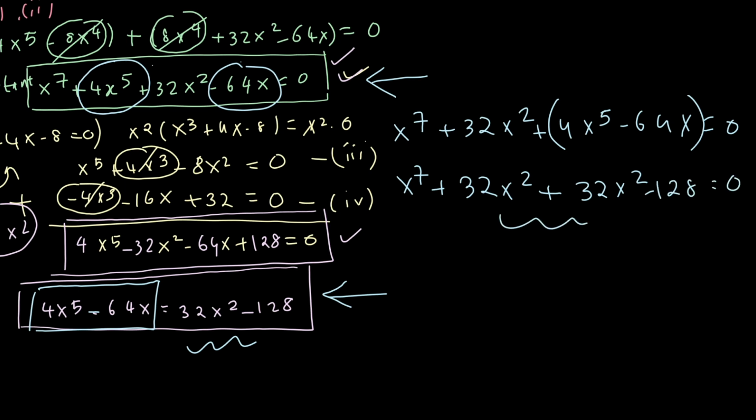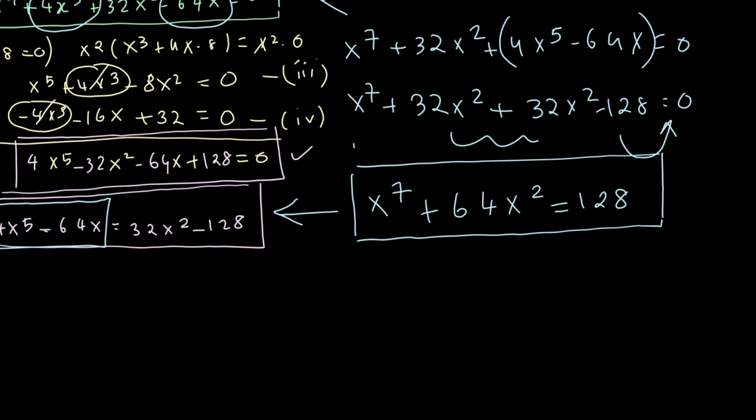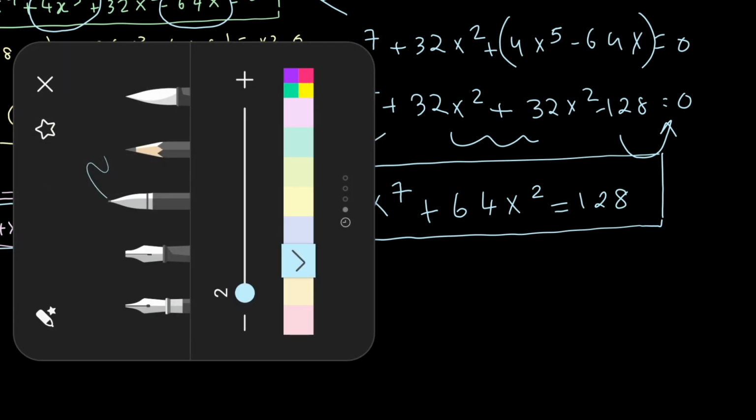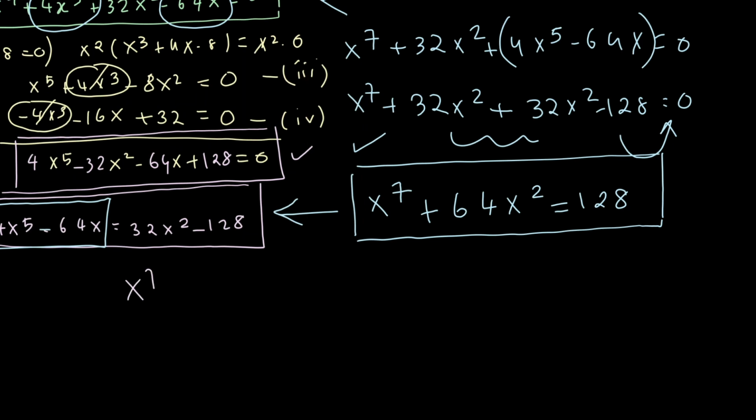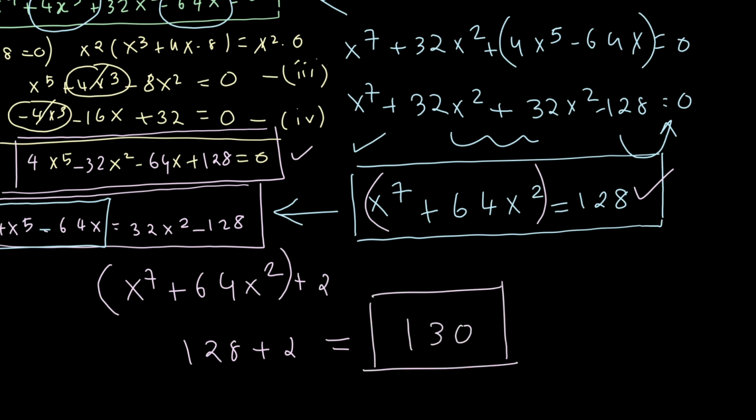Now by adding these like terms and moving this term to the other side, the final equation will look like x to the power 7 plus 64 times x square equals 128. So here we have got the value of x to the power 7 plus 64 times x square equals 128. So now we have got this particular equation, and if you recall the expression whose value we need to find, it was x to the power 7 plus 64 times x square plus 2. Now the value of x to the power 7 plus 64 times x square can be replaced with 128. Therefore 128 plus 2 equals 130, and this is the answer that we were looking for.